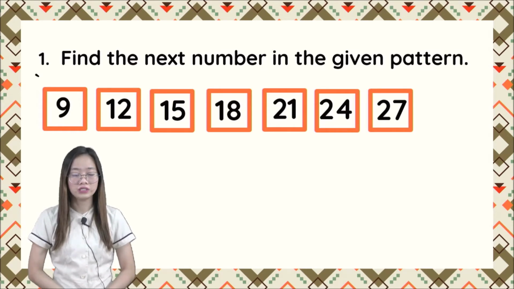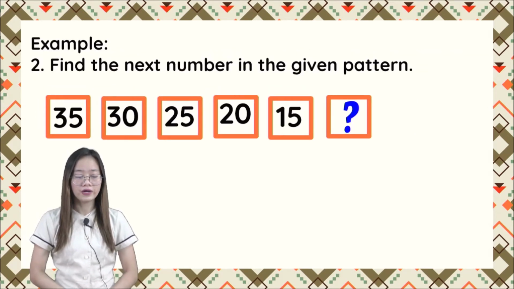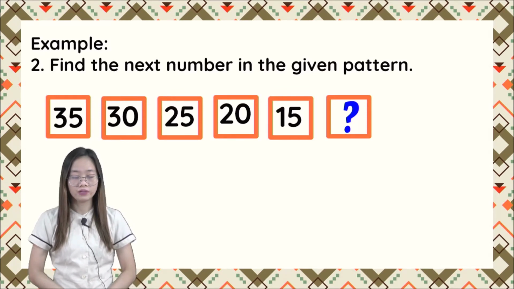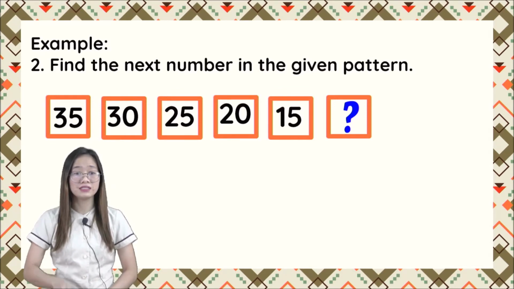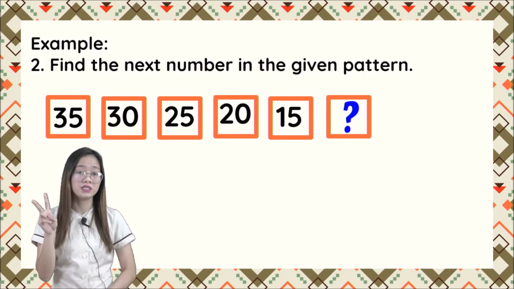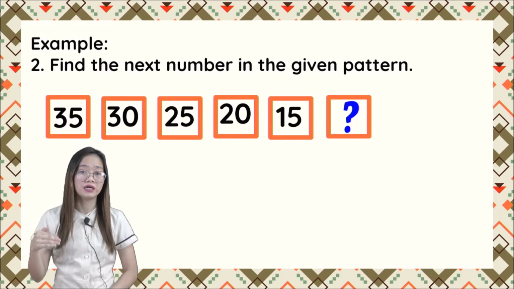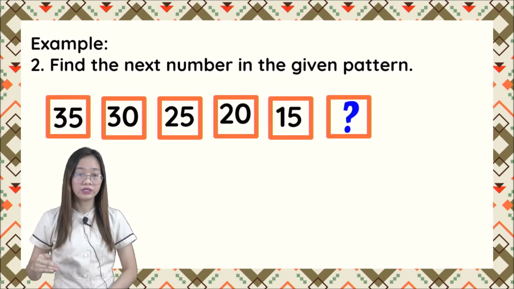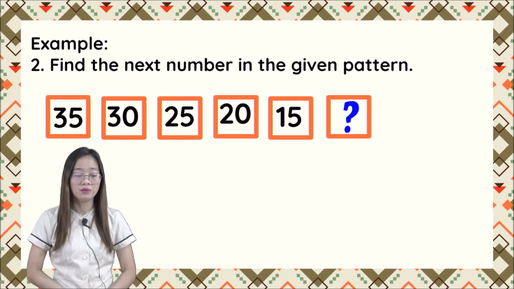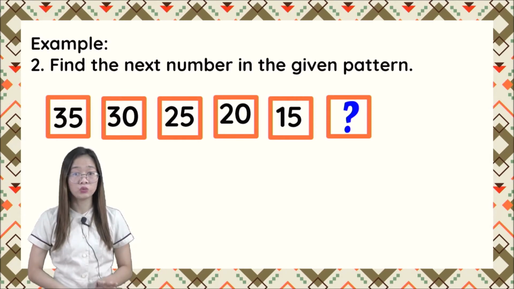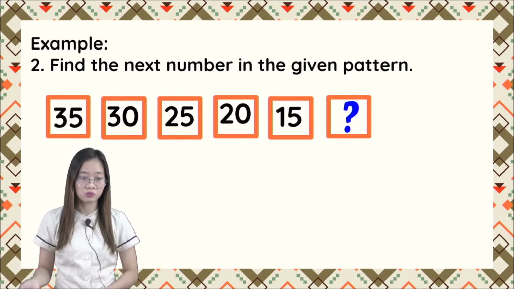Okay, very good. Now, another. Find the next number in the given pattern. This one, class, is the second way. We have two ways. The first one, which is already given, is the increasing order. Now, this one is the decreasing order. Pababa siya, kids. As you can see, the given pattern is 35, 30, 25, 20, and 15. Now, we have the missing number, the last one.